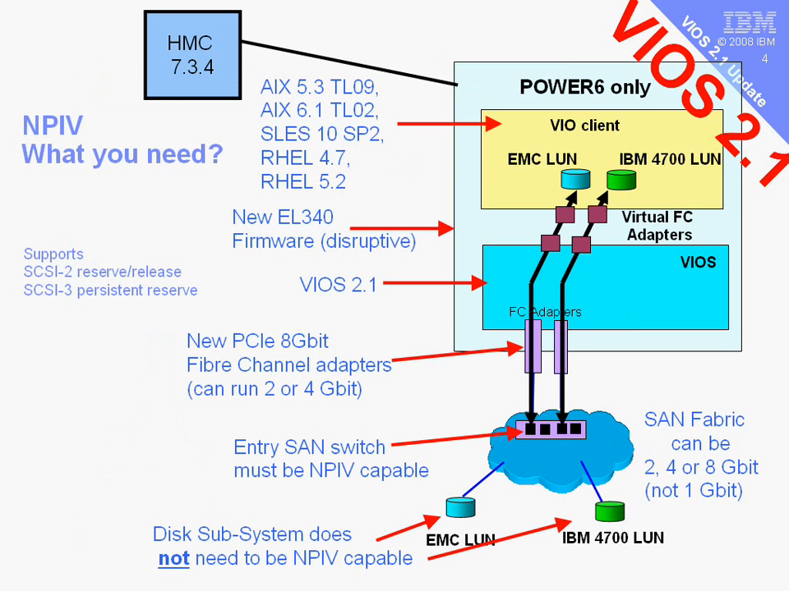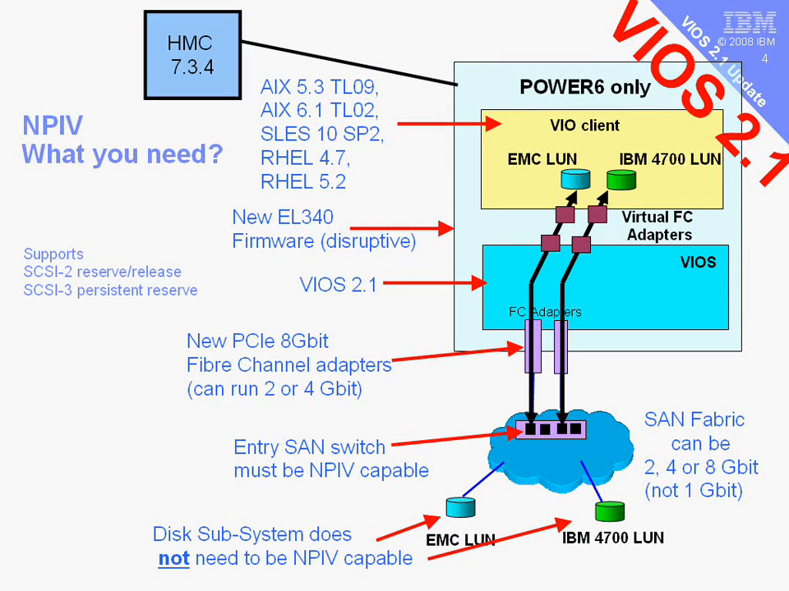Now, to get NPIV running, what do we actually need? Well, if you start at the bottom, we don't actually need NPIV support in the disk subsystems. So that can be good news if you've got older subsystems that don't support that. Then we have what's called the entry SAN switch. This is the switch that our Power 5 and 6 adapters are actually connected to. This switch has to be NPIV capable.